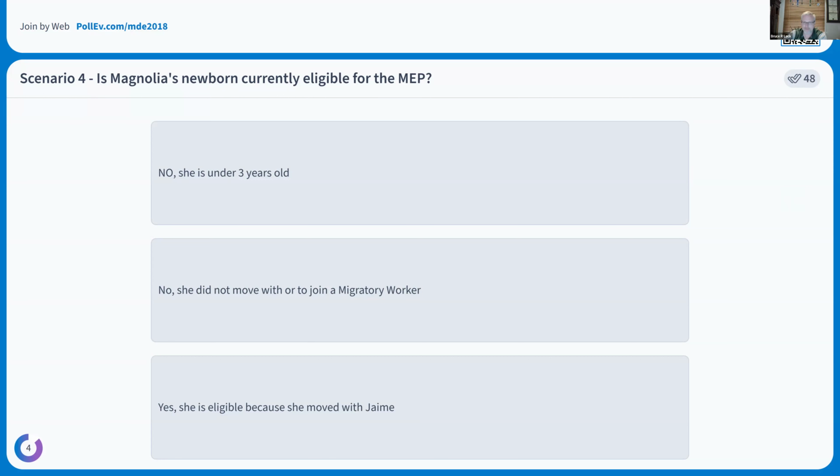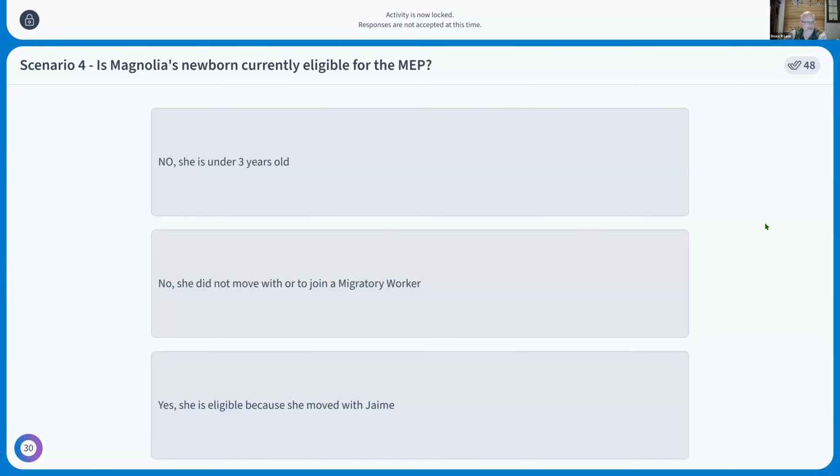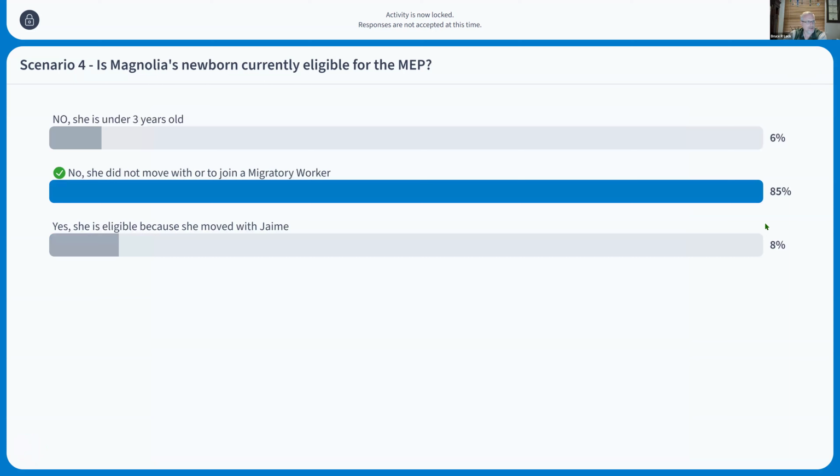Five seconds left. Okay, let's see. The correct answer is no, she did not move with, to join, or to precede a migratory agricultural worker or migratory fisher. The answer about being under 3 years old, if anyone had put that in there: to be eligible for the MEP, as far as age is concerned, you can be any age under the age of 22. When we're talking about a newborn baby, we just want to make sure that they were born before the qualifying move with, to join, or to precede the migratory agricultural worker.